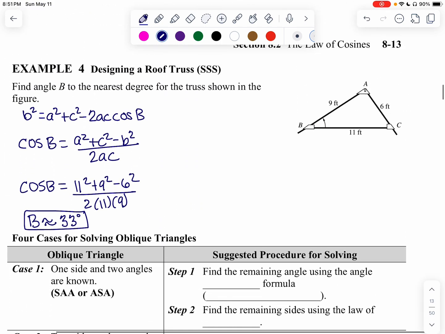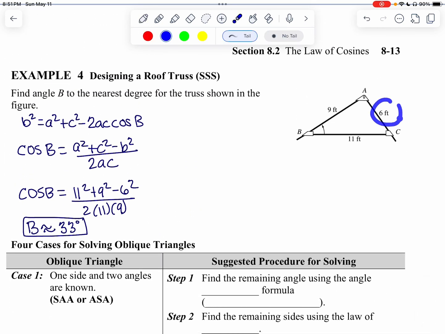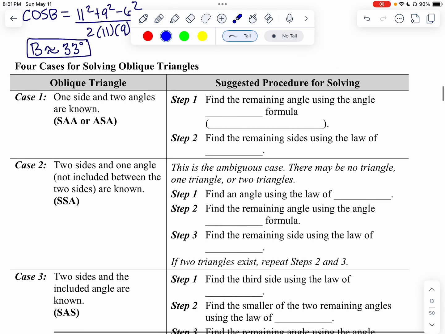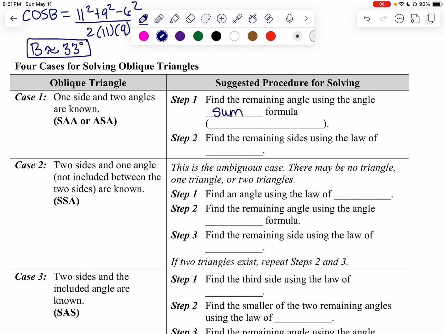All right, so when we're solving oblique triangles, these are triangles where none of the sides are the same. If we know one side and two angles, regardless of where that side lies, then we can find the remaining angle using the angle sum formula. That's the fact that they all add up to 180 degrees. And find the remaining sides using the law of sines. These are examples just like we did in 8.1.